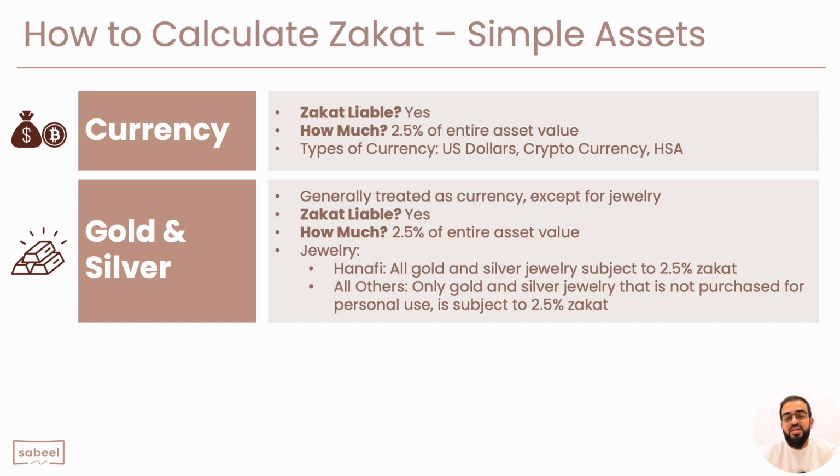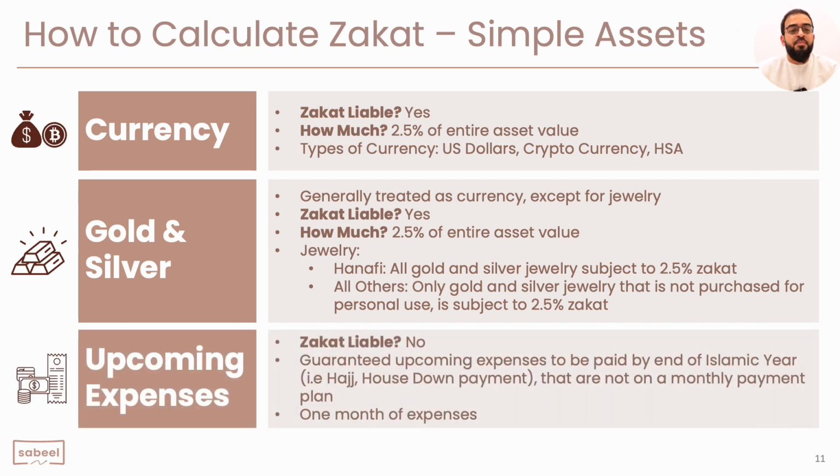For silver, it's slightly less complex. You take the market rate of silver and you multiply it by the current market value to understand how much that silver is worth. And you multiply that by 2.5%. When going over Sabil's Zakat calculator, we'll go over some examples of how to calculate zakat on gold and silver jewelry based off of today's market value.